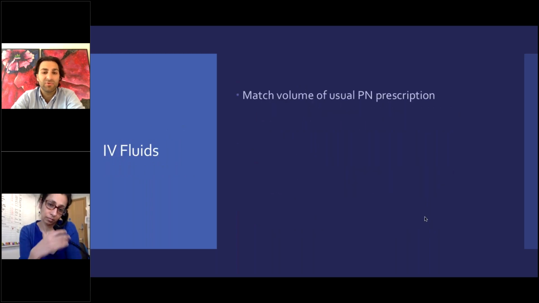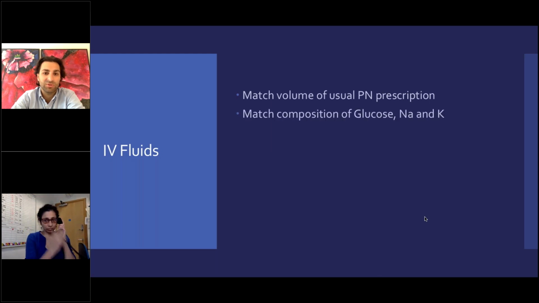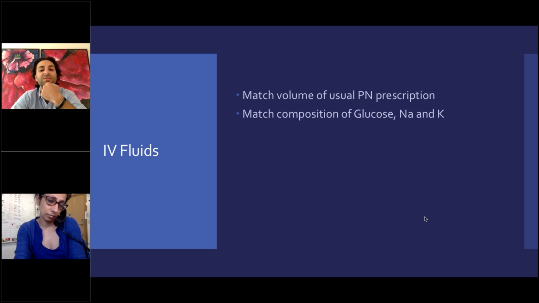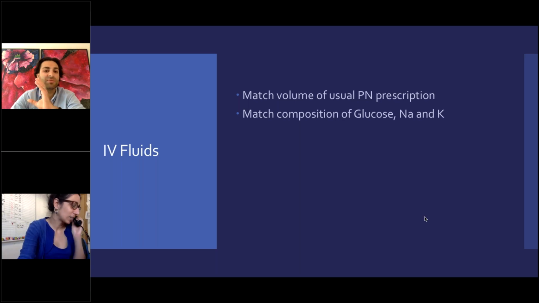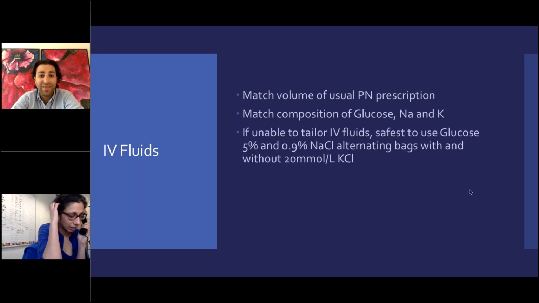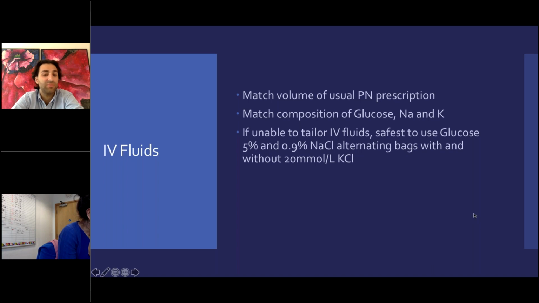In terms of writing up their IV fluids, as I said, match the volume of their usual PN prescription. Try to match the composition of glucose, sodium, and potassium. Now, different gastro teams will have different requirements. I know some in London want 10% glucose, some are happy with 5% glucose, some are happy with just 5% and 0.9% sodium chloride, with alternating bags of potassium. If you can't tailor the IV fluids and create designer fluids, it's safe to use 5% glucose and 0.9% sodium chloride with alternating bags of 20 millimoles per litre potassium chloride.